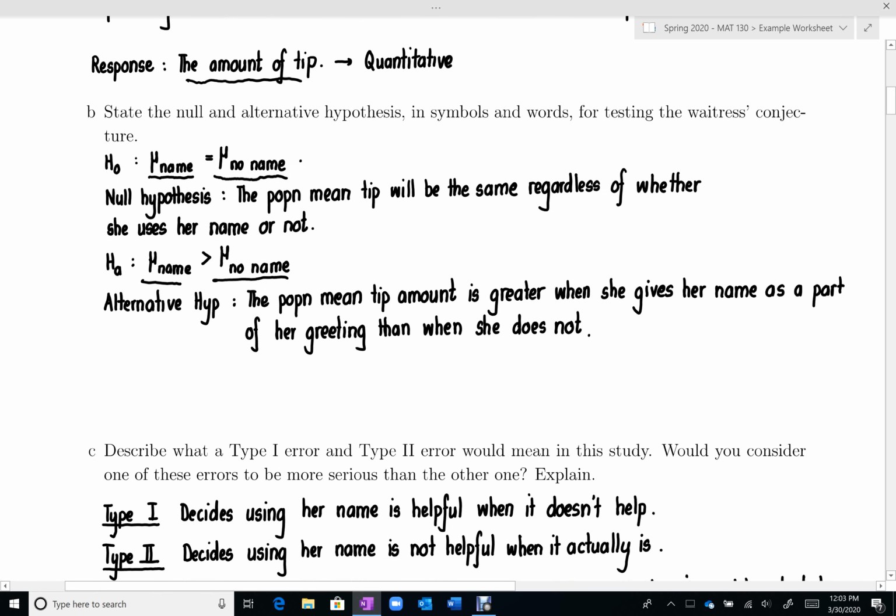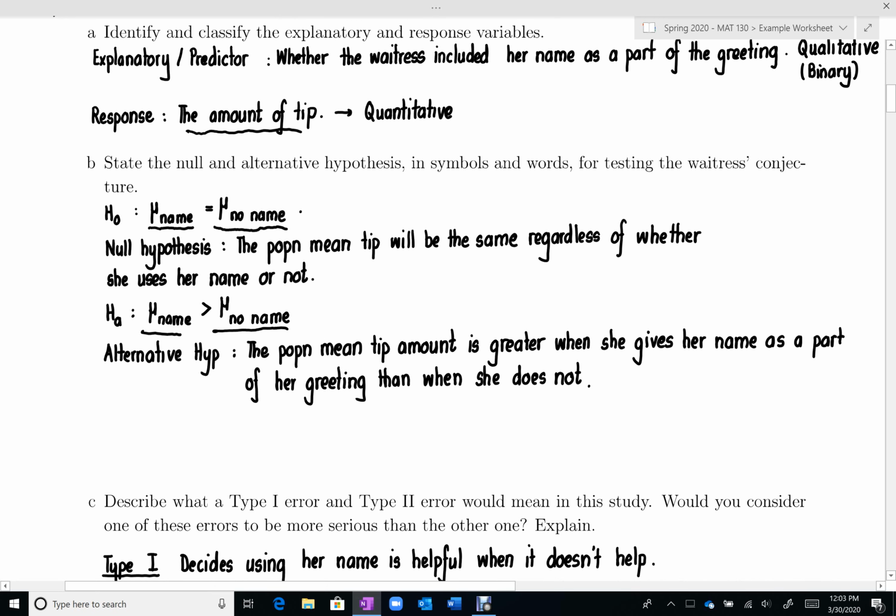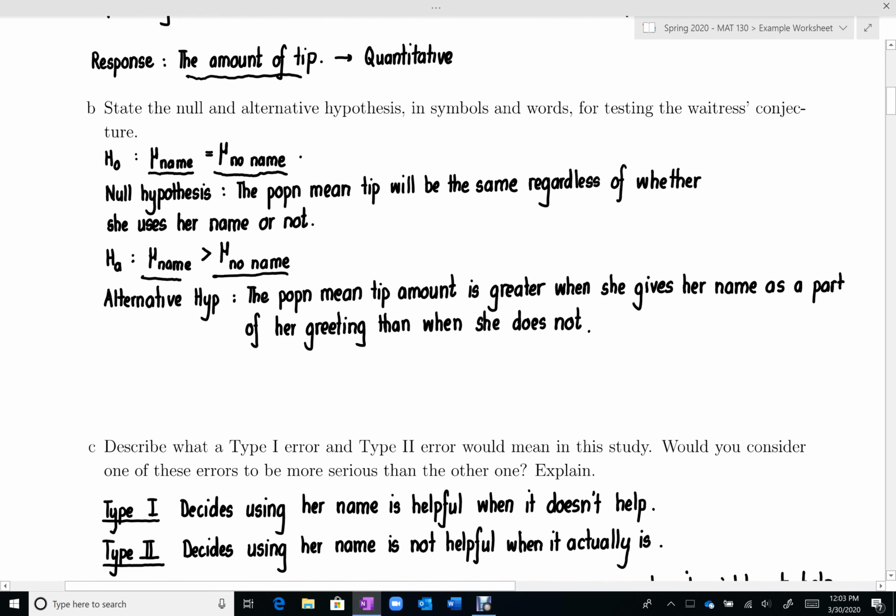All right, so in this case here, type 1 error would be deciding giving her name is helpful when it does not help. And the type 2 error in this case is going to be deciding using her name is not helpful when it actually is. So those are the type 1 and type 2 error in this study here.